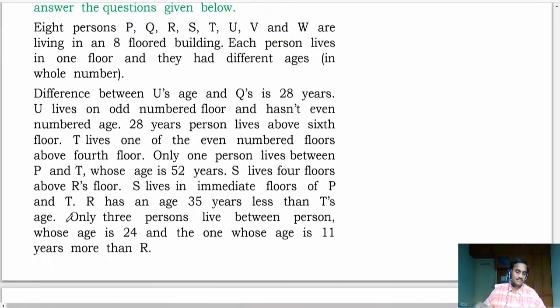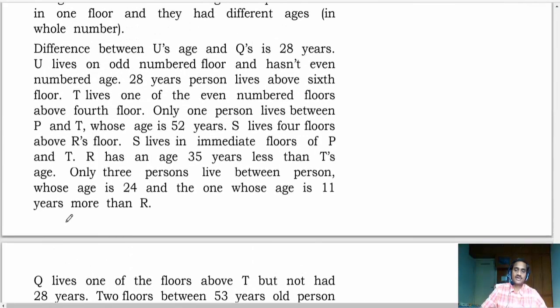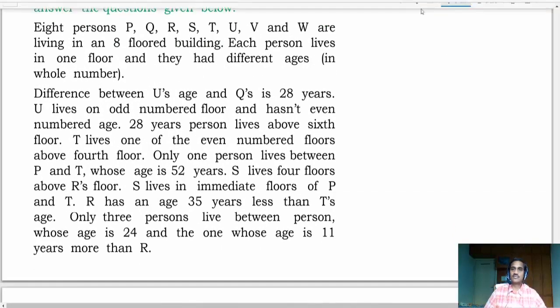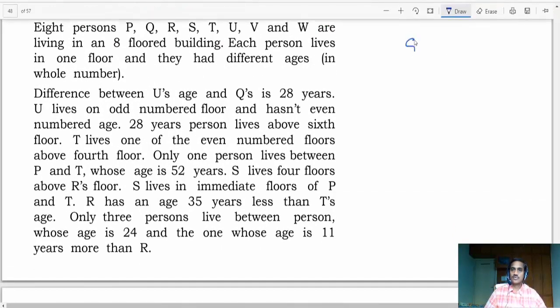8 persons were there. Who are those 8 persons? P, Q, R, S, T, U. And each person lives on one floor and they had different ages. Now 8 different floors. Floor arrangement 8, 7, 6, 5, 4, 3, 2 and 1. All together these are the 8 different floors.